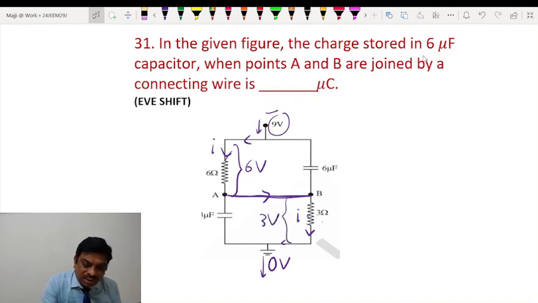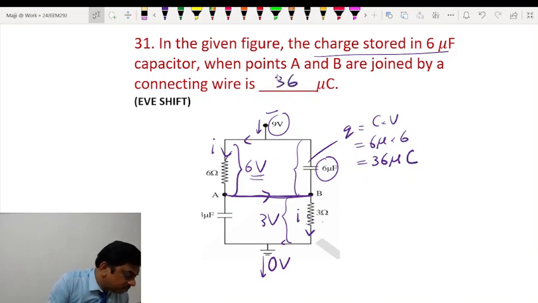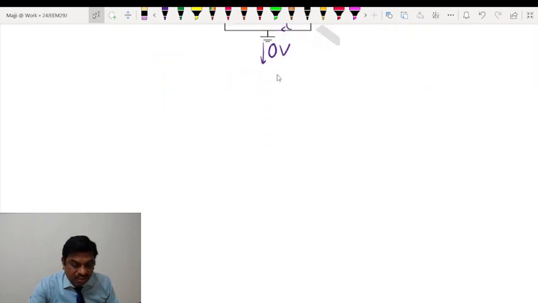Remember, we have to find the charge stored in the 6 micro capacitor. So we just require the voltage, which we got as this. So charge stored is CV. C is given as 6 micro, voltage is 6. So finally we have 36 microcoulomb. Okay students. So 36 is the final answer.